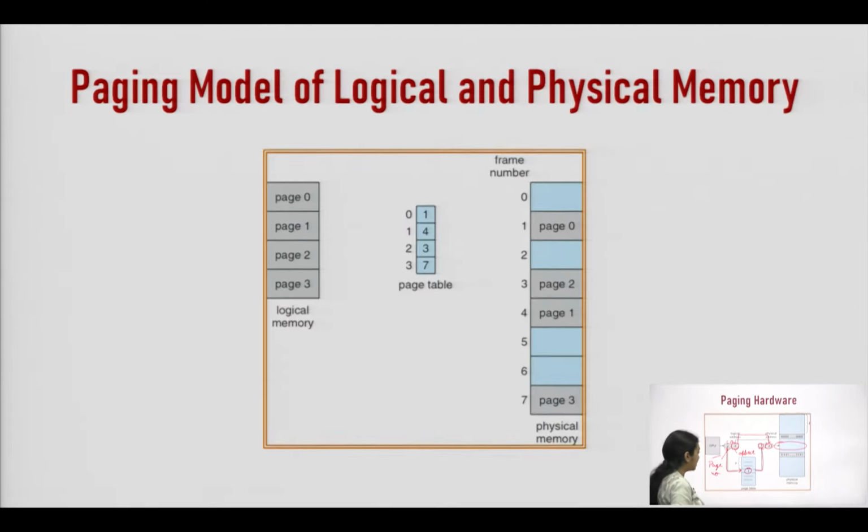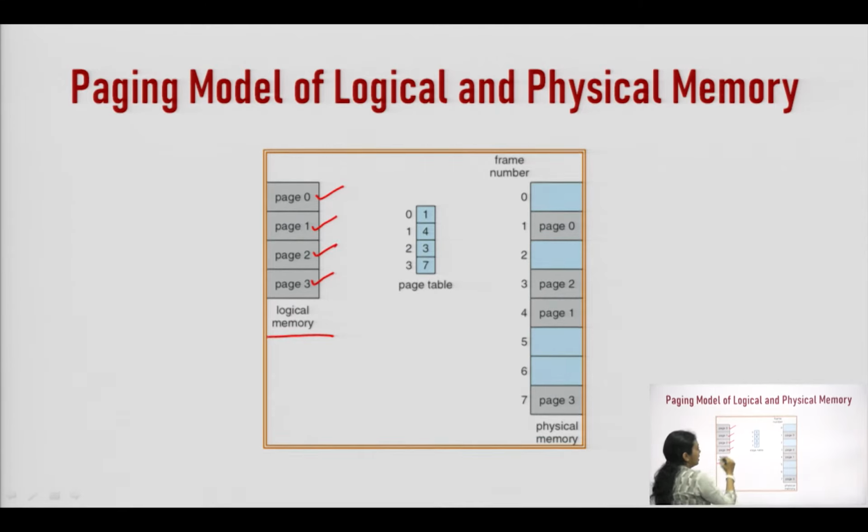Now, for example, here you can see this is our logical memory. Here we have 4 pages, page 0, page 1, page 2 and page 3. Now, this is our page table that gives us an index. What is this telling? Page 0 is located in frame number 1. Page 1 is located in frame number 4.